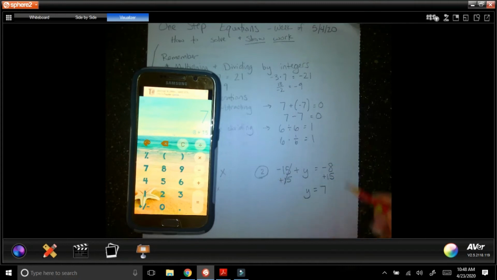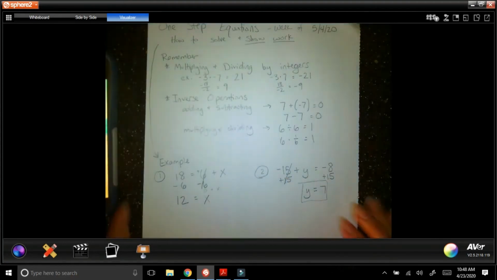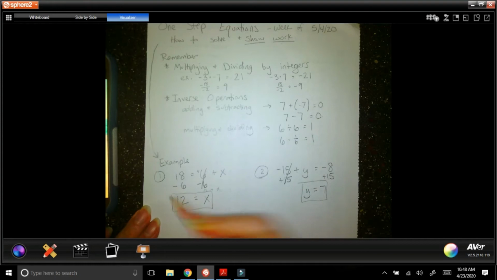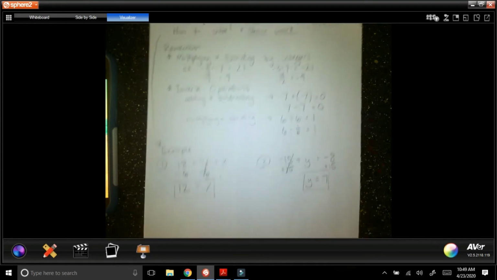This is exactly the way I want to see it. I want to see maybe you circle or square in the answer, but also I want to see the work. I have to see the work for these because we'll be adding on to this next week.